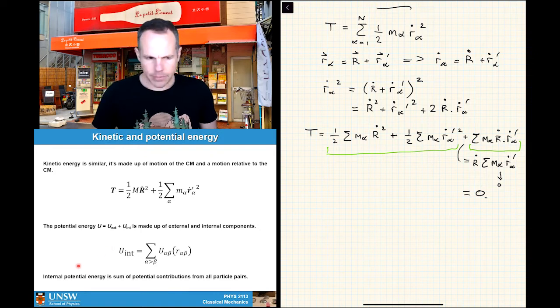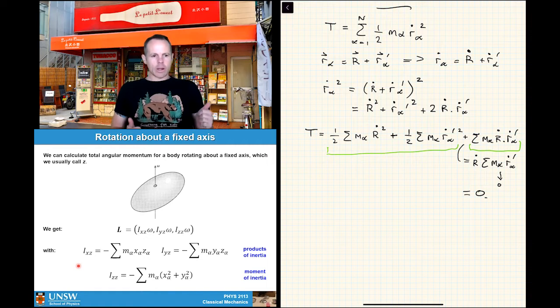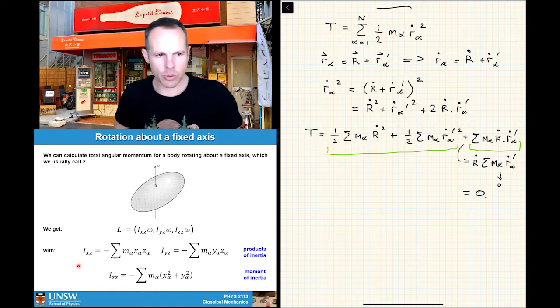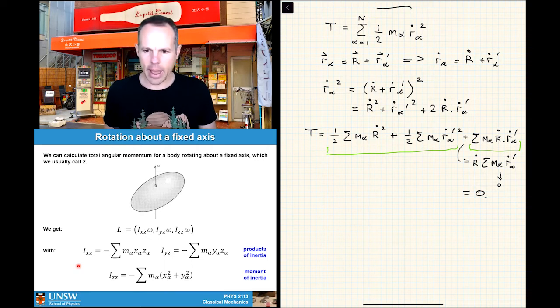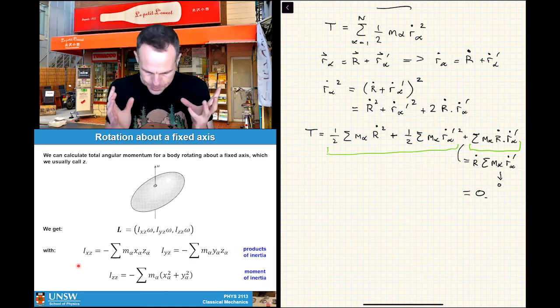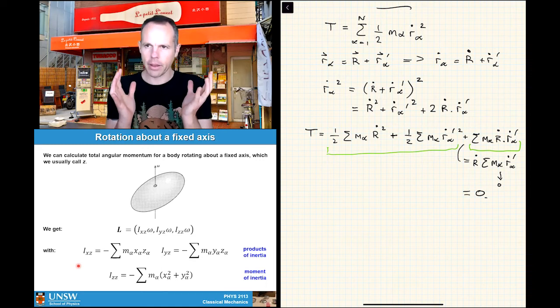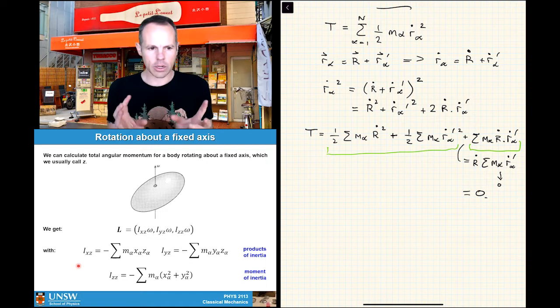Okay, and so now there's one last thing we need to deal with to do this properly, and that is to define how the angular momentum depends on the angular velocity of an object.